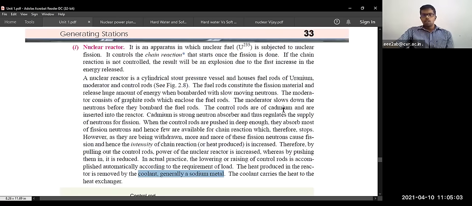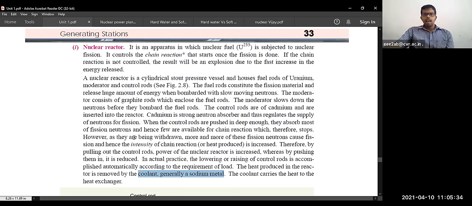The control rods are made up of cadmium and are inserted into the reactor. Cadmium is a strong neutron absorber and thus regulates the supply of neutrons for the fission. When the control rods are pushed in deep enough, they absorb most of the fission neutrons, and hence few are available for the chain reaction, which therefore stops.